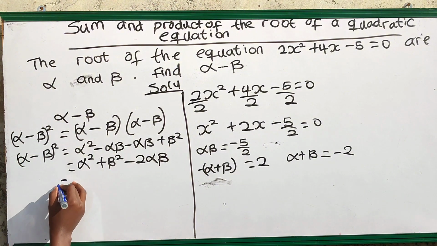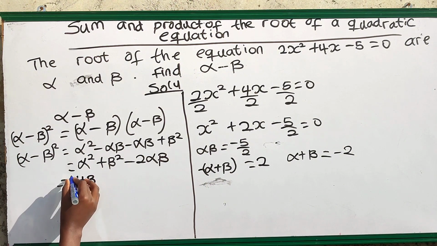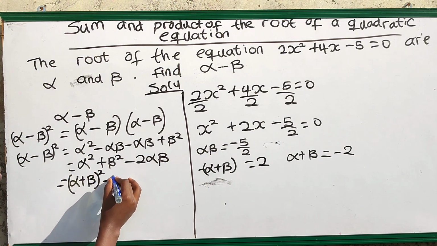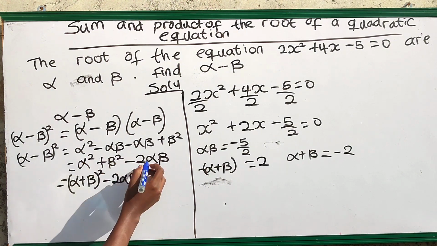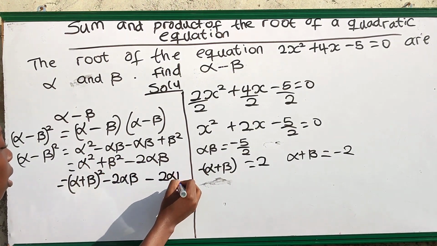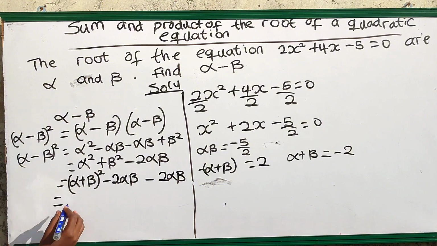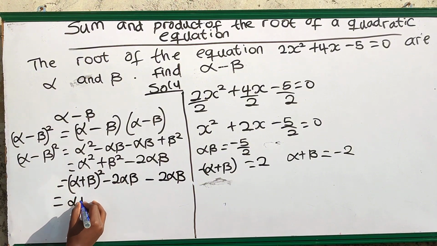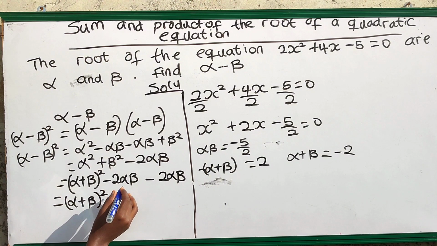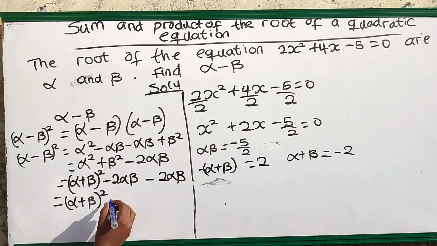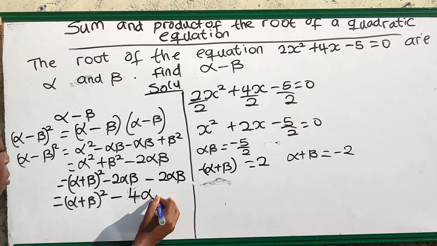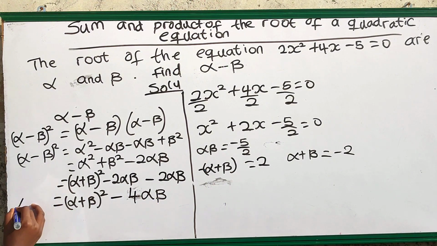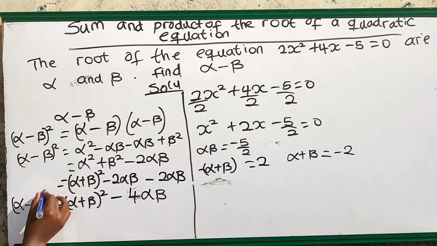Alpha squared plus beta squared equals alpha plus beta squared minus 2 alpha beta. That's alpha squared plus beta squared. Then we have minus 2 alpha beta here. So now alpha minus beta squared equals alpha plus beta squared minus 2 alpha beta minus 2 alpha beta, which gives minus 4 alpha beta. That's alpha minus beta squared.